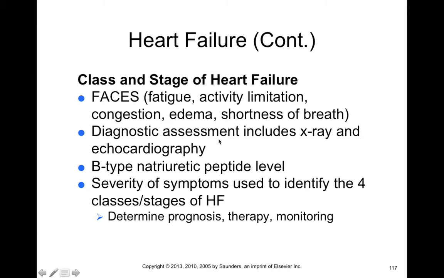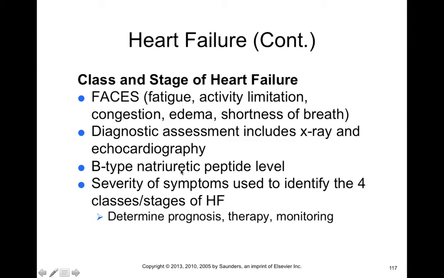There are other diagnostic assessments as well, like X-ray and echocardiography to figure out how much hypertrophy is occurring in the heart, or whether the heart muscle is contracting at all. You can also look at B-type natriuretic peptide levels because if the atria are stretched due to congestion of blood, whether it's the right or left atria, you can find an increase in B-type natriuretic peptides, which could tell you whether this is acute or chronic heart failure.